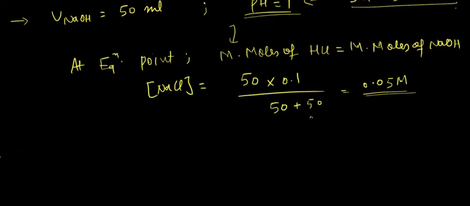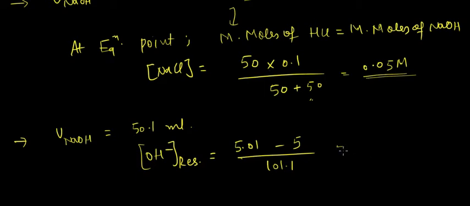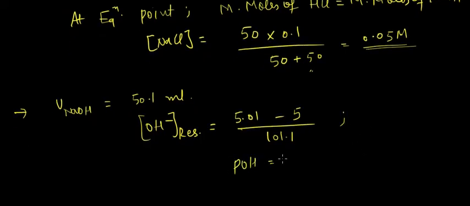Now what happens when volume of NaOH is 50.1 ml? Then we can write that OH minus resultant would be equal to millimoles of NaOH, that would be 5.01, minus millimoles of HCl, that would be 5, divided by volume of solution, that would be 100.1. So from this we can calculate pOH. So pOH would come around 4. Okay.